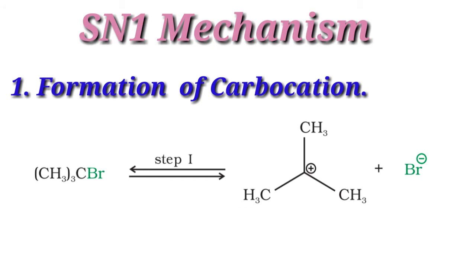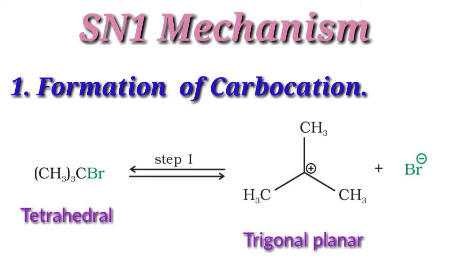So here the reactant, that is tertiary butyl bromide, is sp3 hybridized, and we know that the geometry of tertiary butyl bromide is tetrahedral. And when it releases the bromide ion, a carbocation is formed. That carbocation's geometry is trigonal planar in shape. That is, all the substituents and the carbon atom lie in the same plane. Okay, so the geometry has changed.